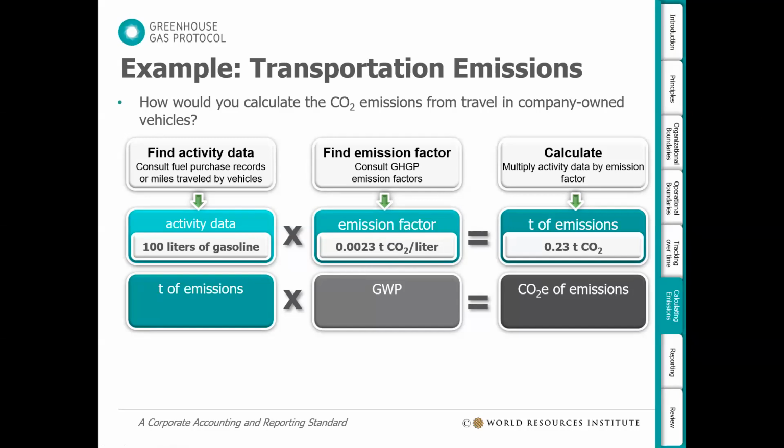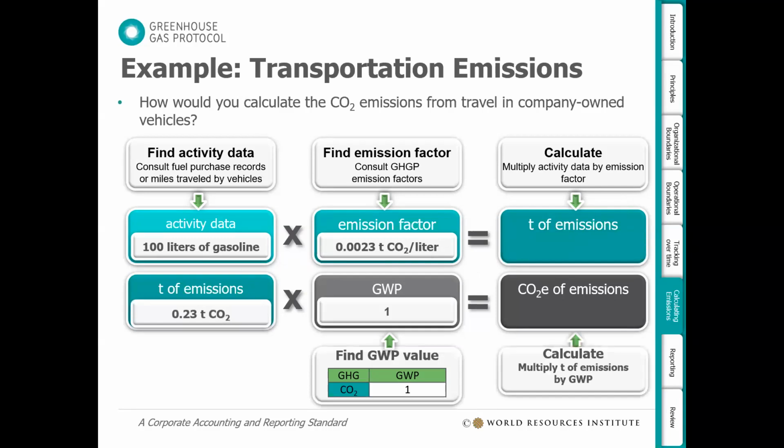Next, the company should determine the appropriate GWP value for this gas. And because we're looking at carbon dioxide, the GWP value is 1, and emissions in units of carbon dioxide equivalent are still 0.23 tons.